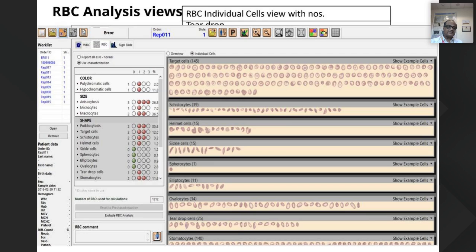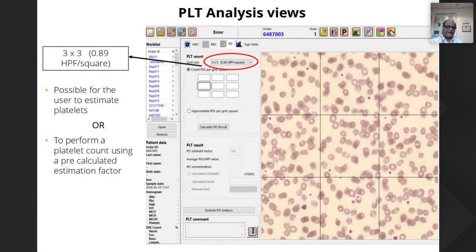So for those cases, this will become useful for us, and it is easy for every person to get a standardized look at what the cell morphology looks like. It is a beautiful feature which has been adopted, which we cannot do with our eye, and which has been captured by the CellaVision. Come to the platelet.